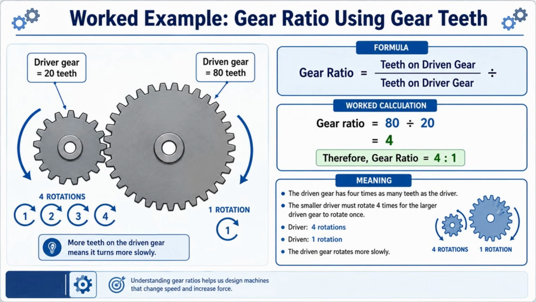What does this mean? The driven gear has 4 times as many teeth as the driver. The smaller driver must rotate 4 times for the larger driven gear to rotate once. So driver makes 4 rotations. Driven makes 1 rotation. The driven gear therefore rotates more slowly.